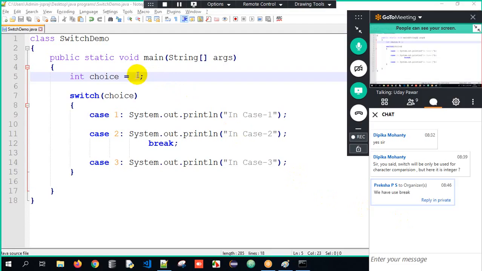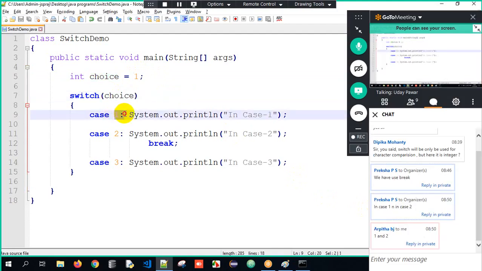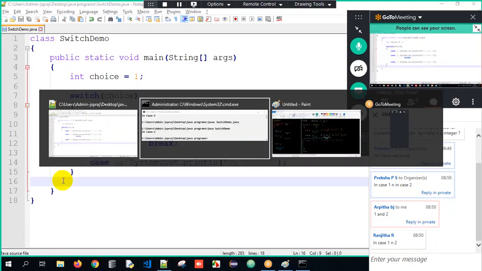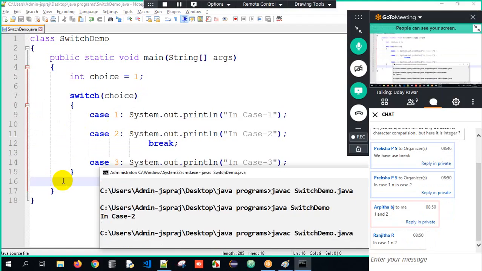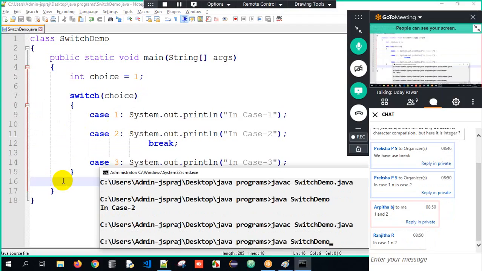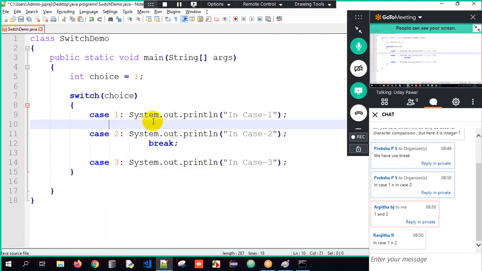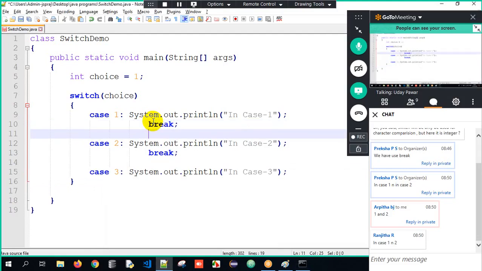Yes, sir, the choice is 1. So when I tell choice here, it's 1. Is 1 equal to 1? Yes. In case 1 will get executed, and the remaining block also will get executed automatically in case 2. But since break is used in case 2, directly the control will go outside the switch block. So therefore, the output will be in case 1 and in case 2. Got it? But therefore, what am I supposed to do to make it efficient? I have to make use of break. Very good, guys.